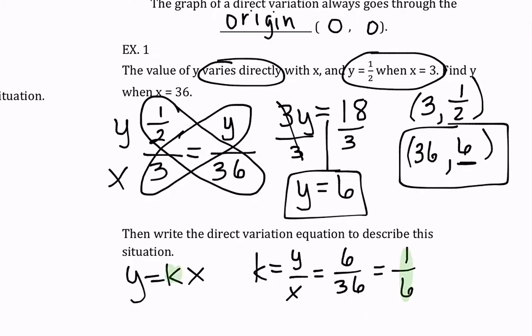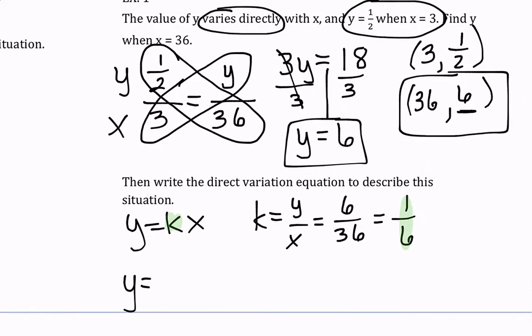So to write my equation, I'm going to have y equals, we just found k is 1/6, x. So one more time, y equals kx. It's easy to find k whenever it's a direct variation, because you just take a point, take the y from that point, divide it by the x. I used this point. So the 6 divided by the 36 gives me 1/6, so that's my k value.